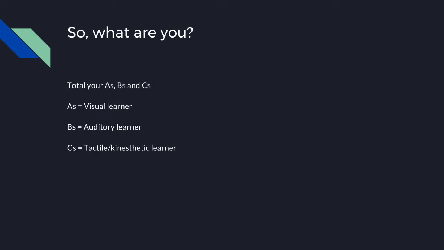So obviously if that was too fast, you could go back and look at it again. So what you'd be asked to do is total up the number of A's, B's, and C's that you happen to have. If you have predominantly A's, you're a visual learner. If you have predominantly B's, you're an auditory learner. If you're predominantly C's, you're a tactile or kinesthetic, you have to get up and move learner.